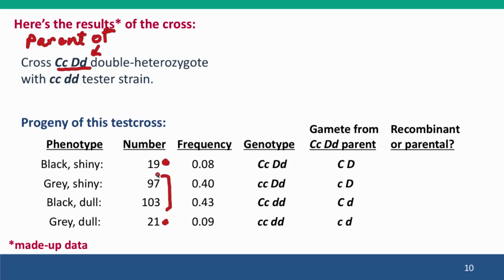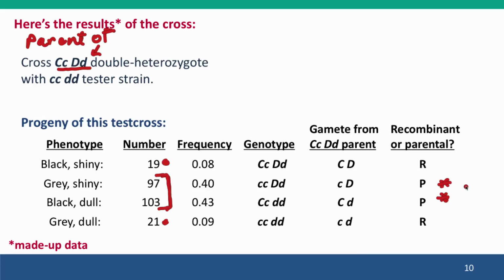The genotypes that are most common are the parental genotypes, and the genotypes that are more rare are the recombinant genotypes. Of course, if the genotypes are present in equal frequencies, you can't tell, but then you know that the genes are unlinked, so it doesn't matter.